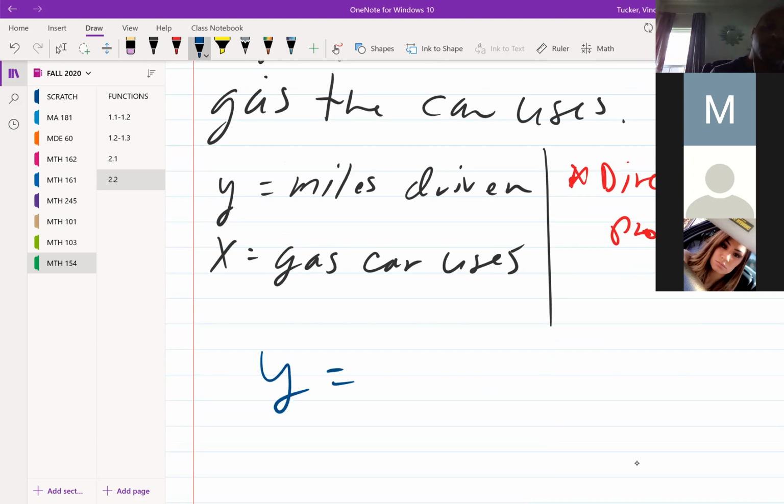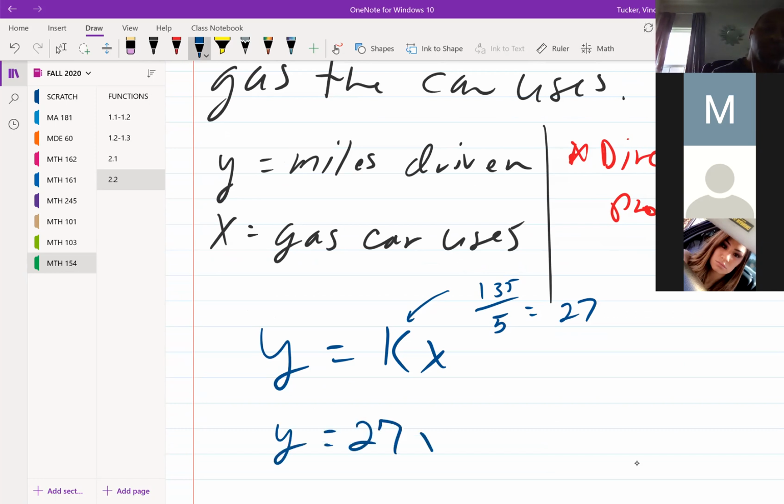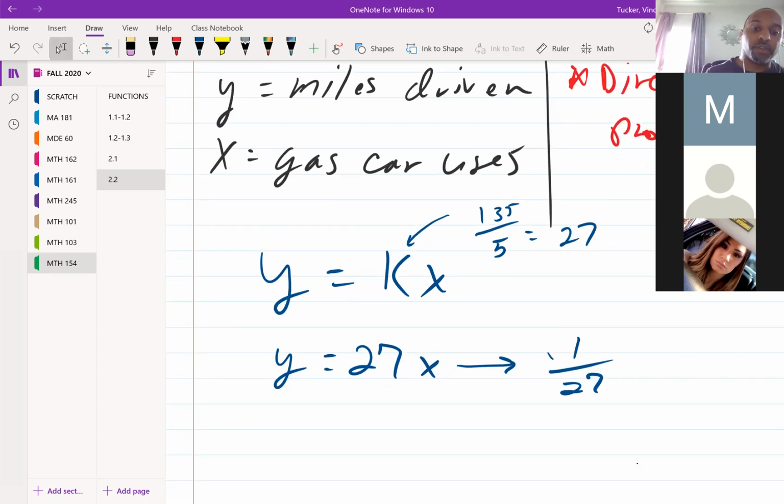So if I do y equals kx, our constant of proportion was 135 over 5, which is 27. So I should be able to write this problem this way. So now I'm trying to see why they want me to write it as 1 over 27. If I were to solve this for x, divide both sides by 27, then I would have 1/27 y equal to x.